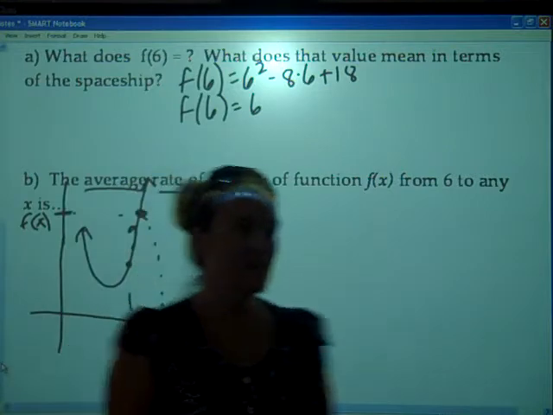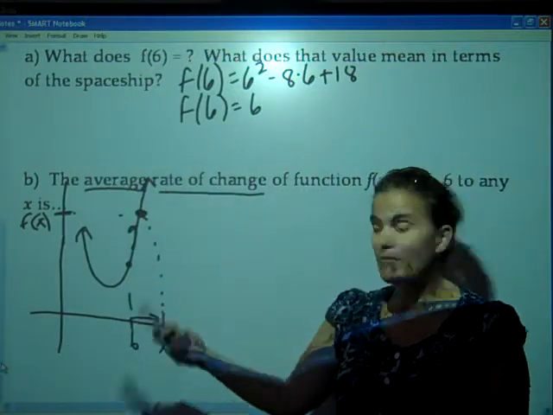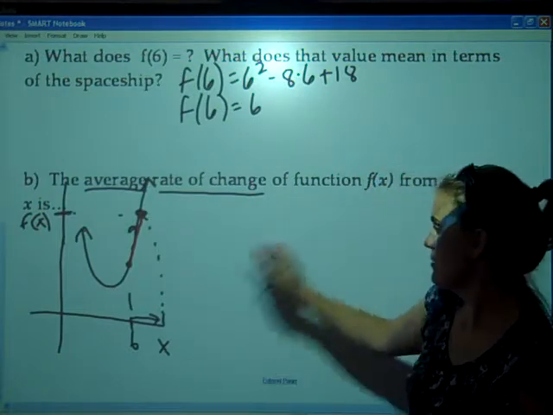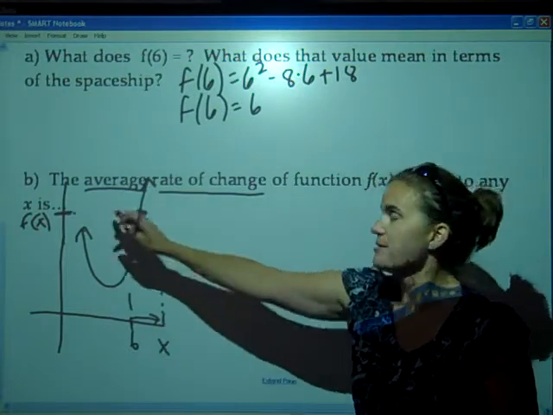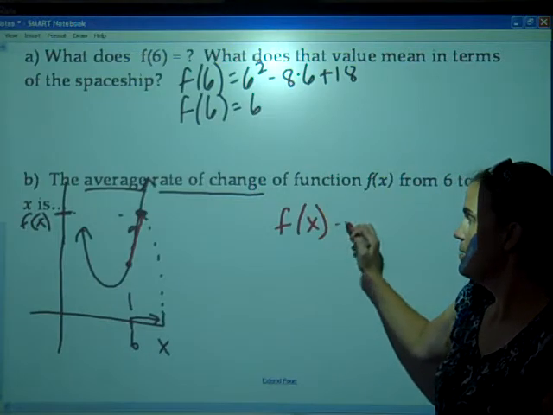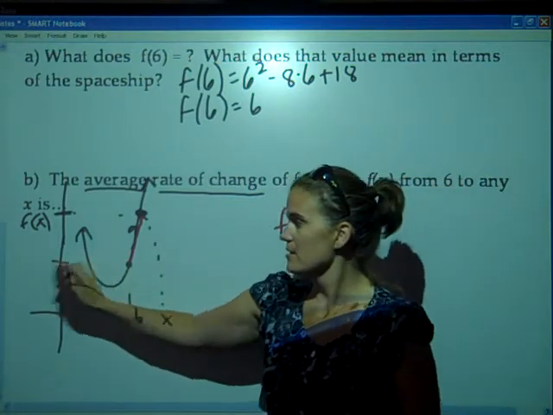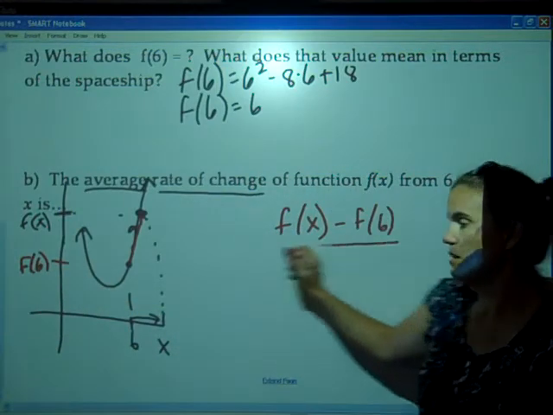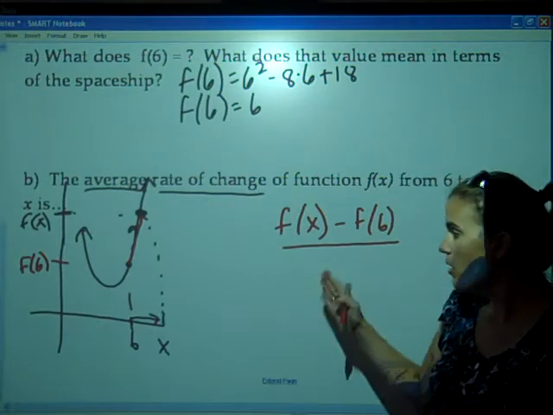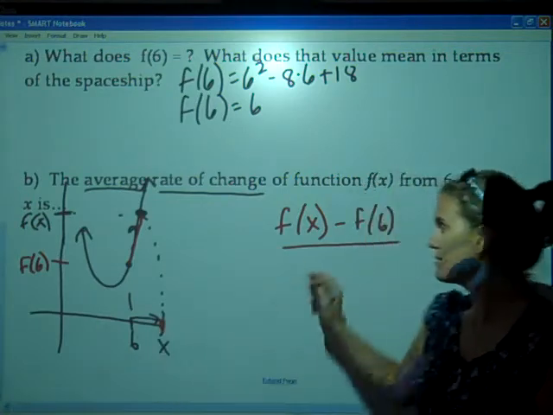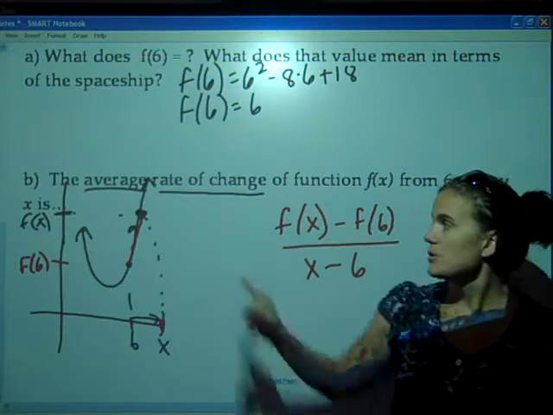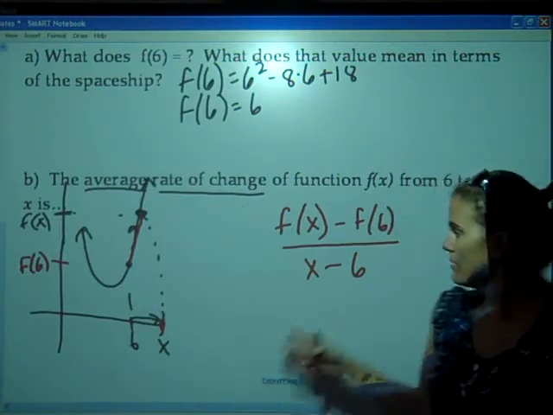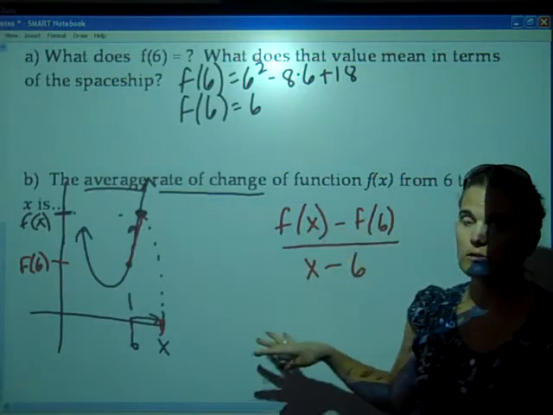Anytime you see average rate of change, remember that's just the slope formula. You're saying, what would the slope be if I connected those two dots? That would be the output that I get when I plug in x, which was f of x, minus the output that I get when I plug in 6, which was f of 6, which I know happened to be 6, but I'm going to save the value for the next step, over the difference here, x minus 6. So that's the average rate of change from 6 to any given value x. You should recognize that as a difference quotient.